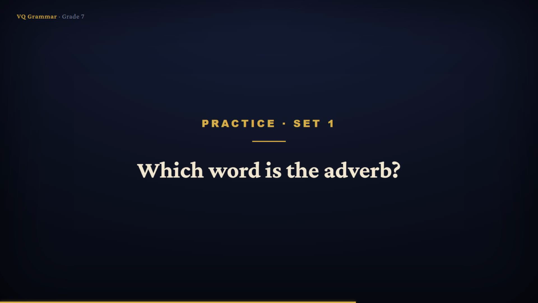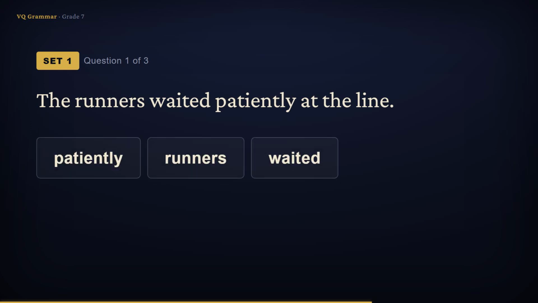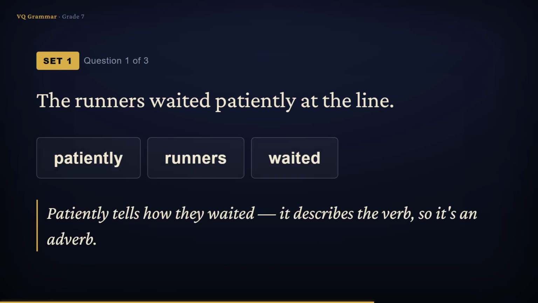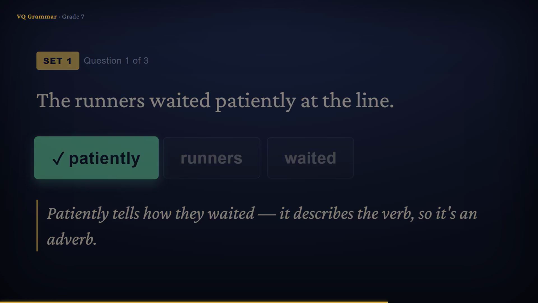Time to practice. In this first set, read each sentence and pick out the adverb, the word that describes a verb, an adjective, or another adverb. Pause the video and choose before I reveal the answer. The runners waited patiently at the line. Which word is the adverb? Ask how they waited. Patiently. Patiently describes the verb waited, telling how. So patiently is the adverb. So the answer is patiently.